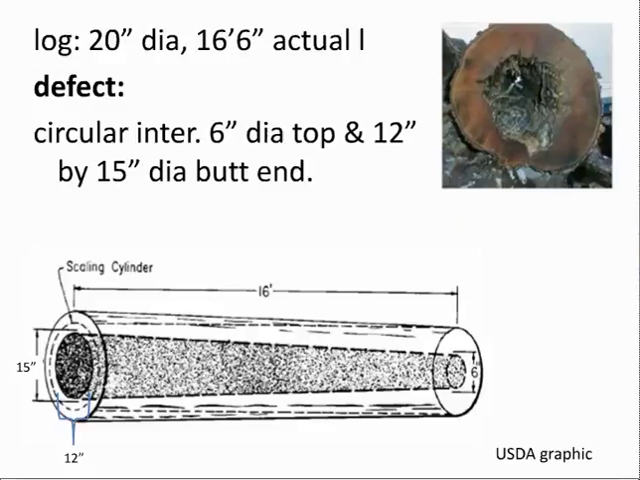So what we have here is a 20-inch log in the upper example. The 20-inch log has a 16 foot 6 inch actual length. The defect is 6 inches at the top end, but it's 12 by 15 on the butt end. Okay, and you can see the graphic of this. So the cylinder goes through the entire log. Here's a real live log on the top, and you can see right through that log to the other end.